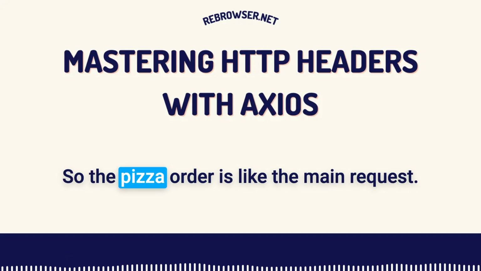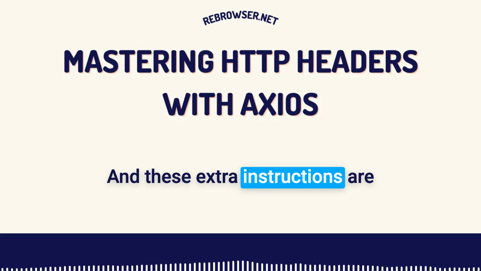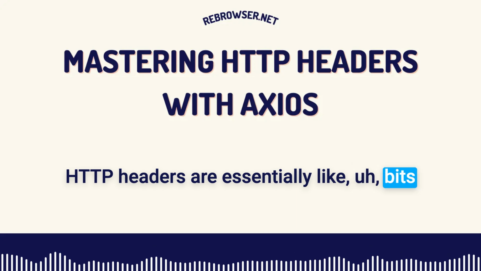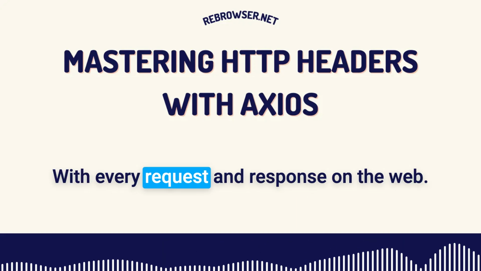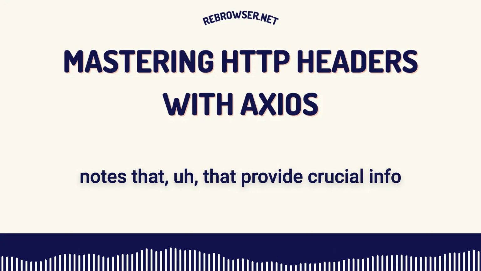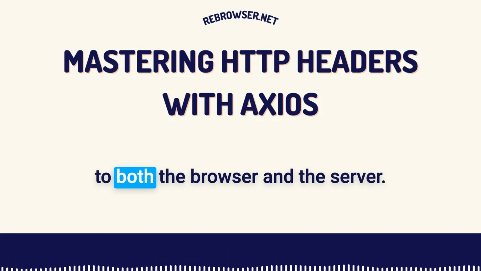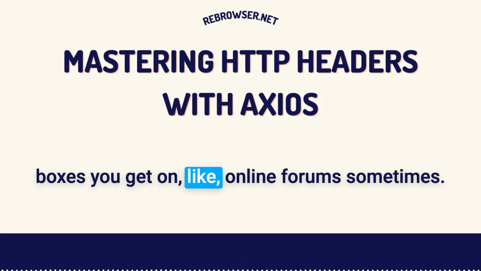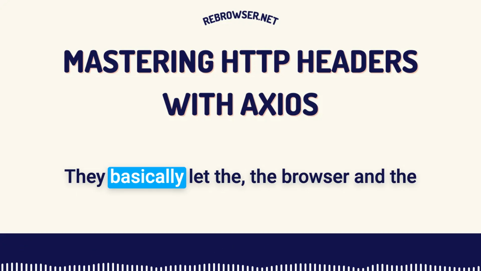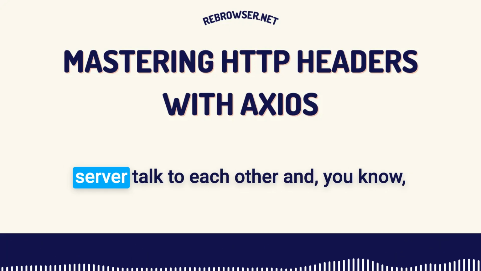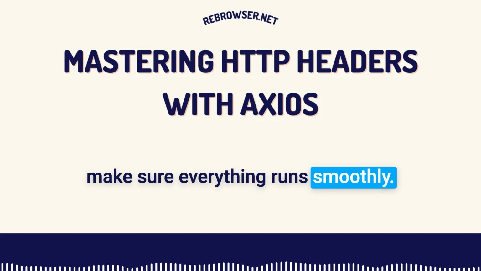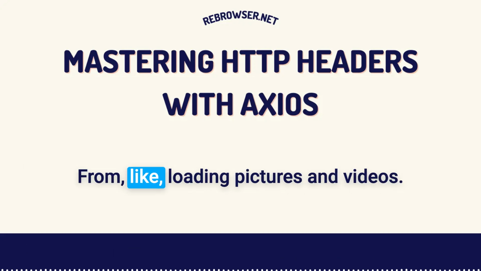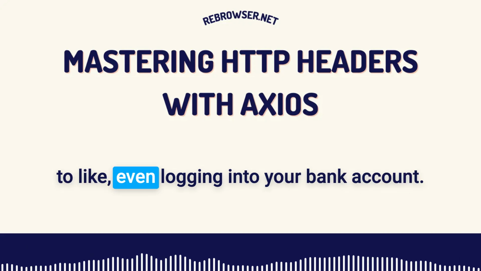Okay, I see where you're going with this. So the pizza order is like the main request, and these extra instructions are kind of like the headers. Exactly. HTTP headers are essentially bits of metadata that travel with every request and response on the web. You can think of them like little notes that provide crucial info to both the browser and the server. Yeah, that makes sense. It's like those special instruction boxes you get on online forms sometimes. Exactly. They let the browser and the server talk to each other and make sure everything runs smoothly. And these headers are not just for ordering pizza, they're used for literally everything from loading pictures and videos to even logging into your bank account.